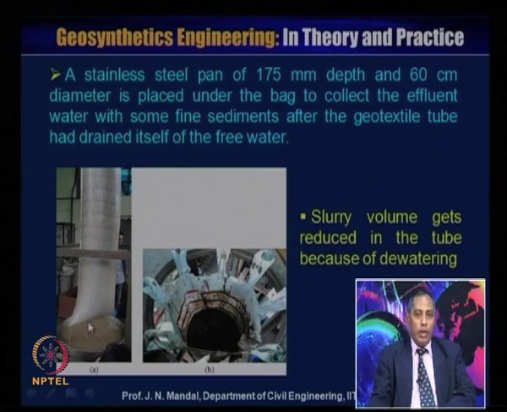So, the slurry volume is reduced in the tube because of dewatering, and here you can see how these 8 nuts are joined to the geotextile tube on the top. These are the 8, 1, 2, 3, 4, 5, 6, 7, 8, and this geotextile tube is hanging. So, this is the slurry volume, you can see how it is reduced in the tube because of the dewatering, and water is dewatering at the bottom, and there is a pan, and you are collecting the drained water which is coming out from the geotextile tube.